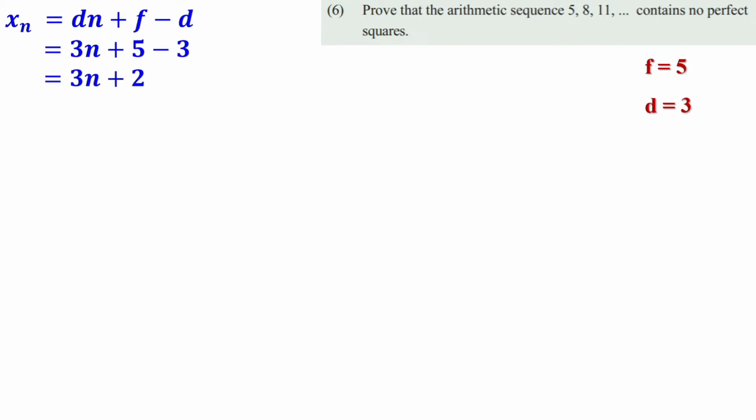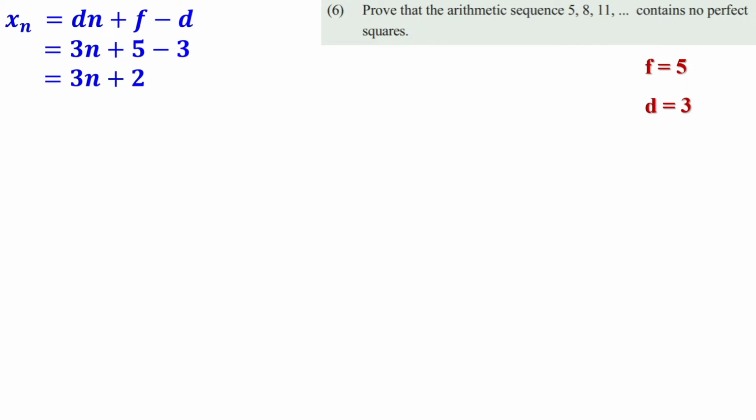What does it mean? Nth term is of the form 3n plus 2, means a multiple of 3 plus 2. 3n means 3 into 1, 3 into 2, 3 into 3, etc. They are all multiples of 3. So 3n plus 2 means a multiple of 3 plus 2. That means every term of this sequence is of the form 3n plus 2 or a multiple of 3 plus 2. Let us look at the terms. First term is 5, that is 3 plus 2. Second term is 8, that is 6 plus 2. Third term is 11, that is 9 plus 2.